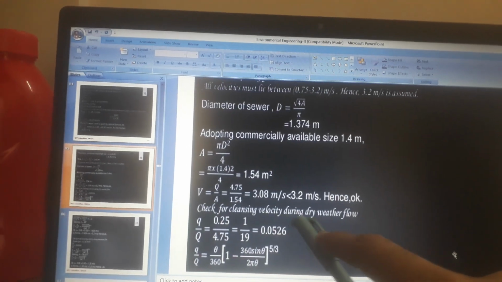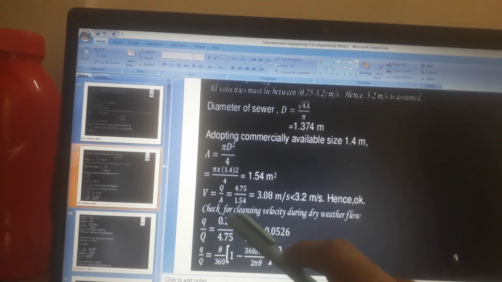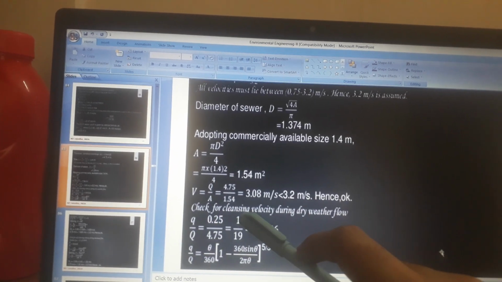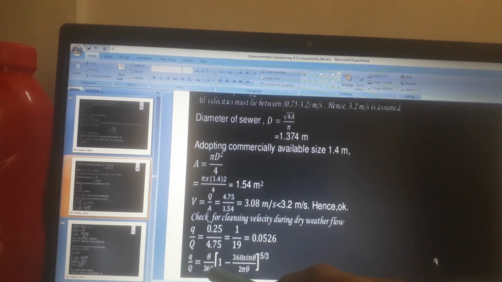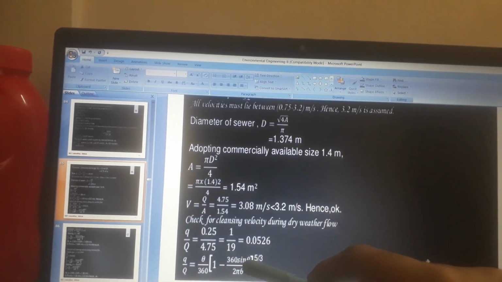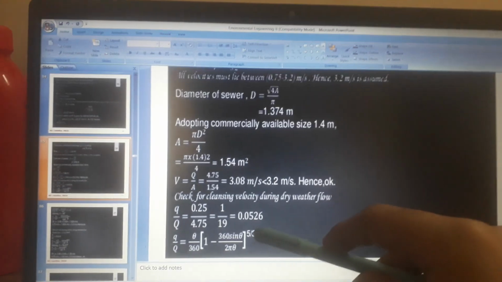Check for cleansing velocity during dry weather flow. Small q by capital Q is equal to 0.25 over 4.75 is equal to 1 by 19 is equal to 0.0526. Small q by capital Q is equal to theta by 360 into 1 minus 360 sin theta by 2 pi theta, whole raised to power 5 by 3.